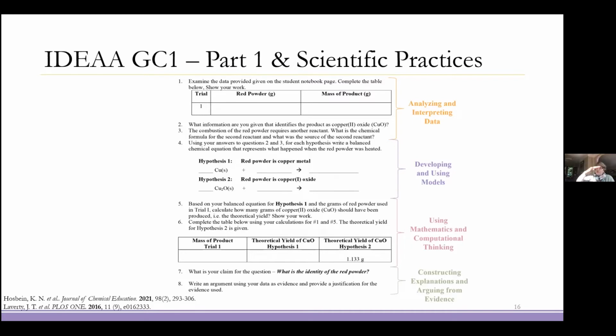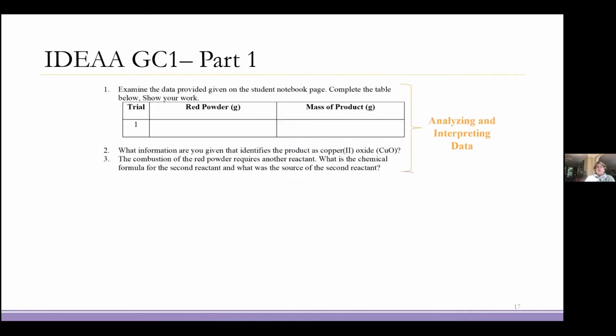And I can tell you my original draft of this, because I was a researcher, did not have all of these steps and really just went, here's the data, write me an argument. And again, if you're interested in the iterations that this went through, you can read the paper from a year ago. But ultimately, the practice we were looking at here is constructing an explanation and arguing from evidence. So now let's look at the results of this.